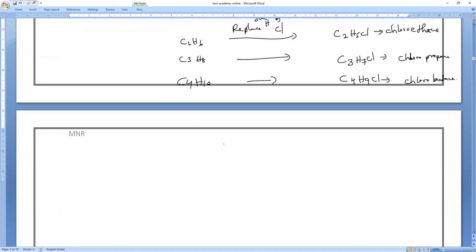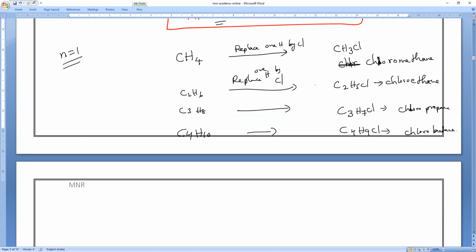Next, instead of chlorine, you replace with the bromine. Then instead of chloro, bromo will come. If you replace with iodine, iodo. If you replace with fluorine, fluoro. So all of these are called a homologous series.